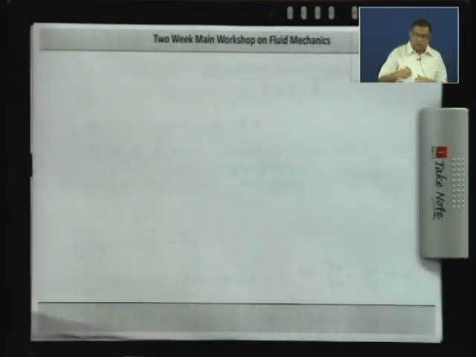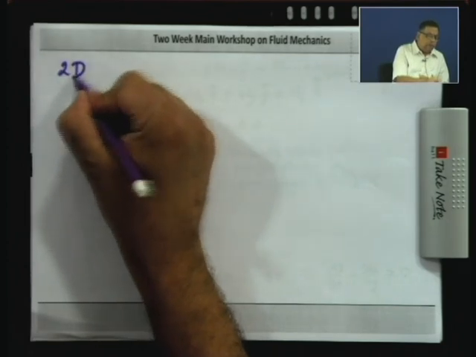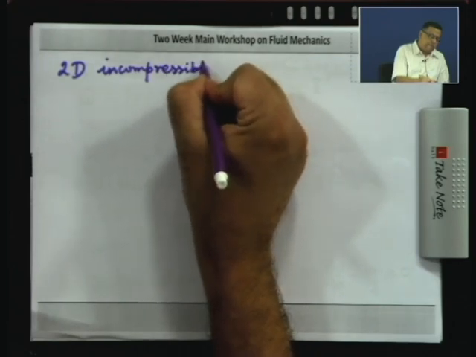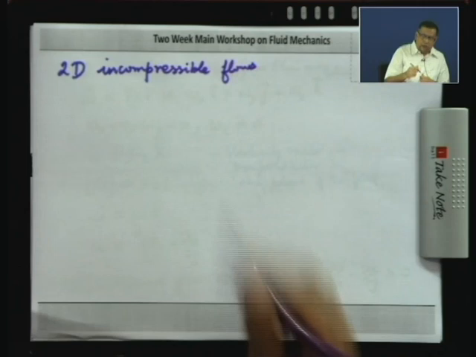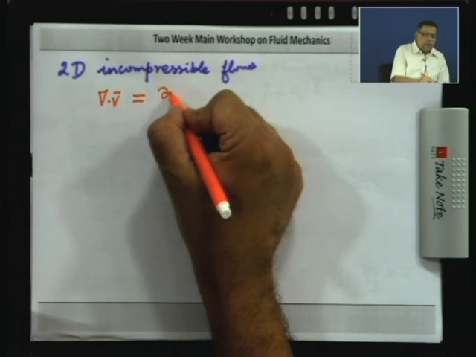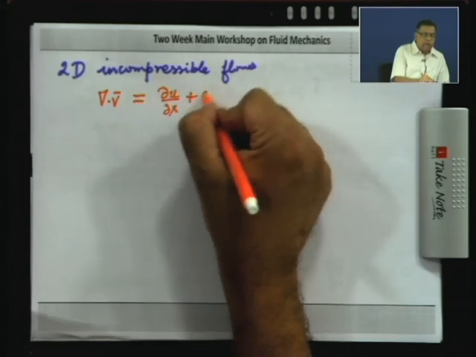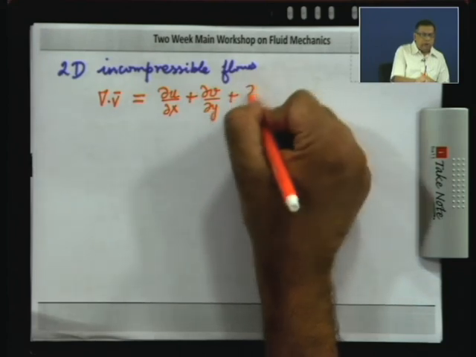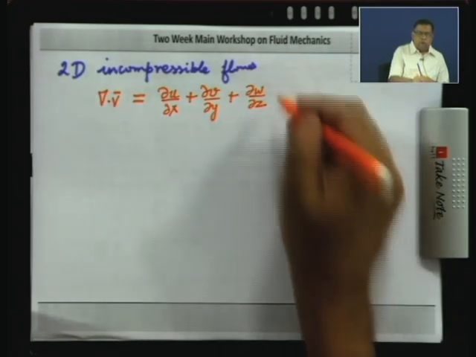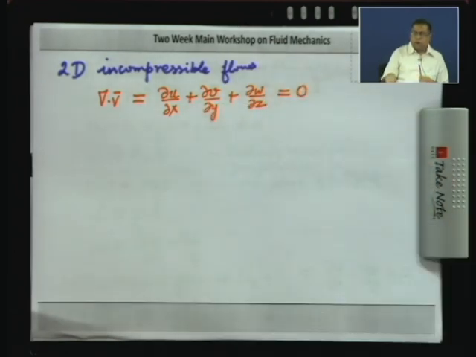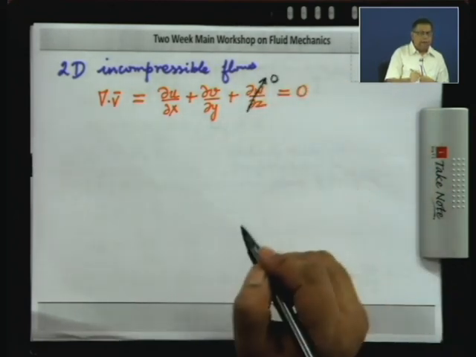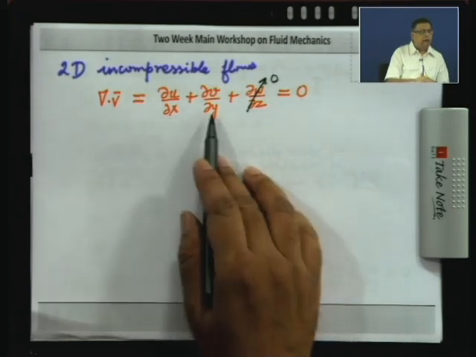Now, let us write down the mass conservation equation for 2D incompressible flows. In this case, if you look at divergence of V in Cartesian coordinates, you can write it as del u del x plus del v del y plus del w del z. So, this is going to be equal to 0. This is a general equation for 3D incompressible flows. We are looking at a case where this term is identically 0. That means del u del x plus del v del y equal to 0.